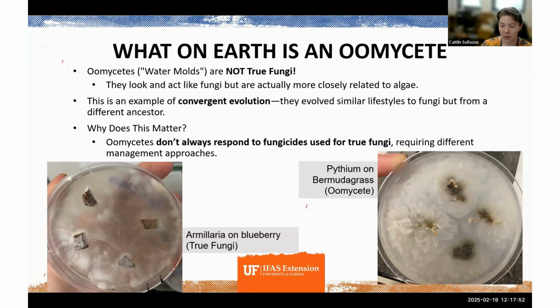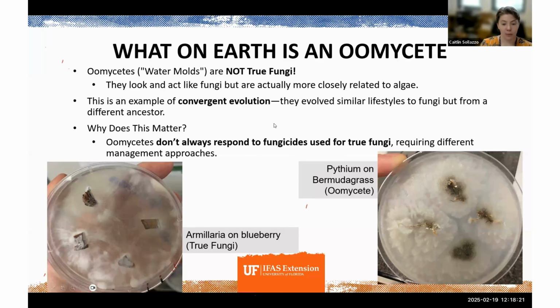All right, next thing we should do before we move on from fungi is we really need to discuss what on earth is an oomycete. Again, you may have heard about oomycetes. They are not true fungi. They are water molds, which means they are more closely related to algae. Fungi are kind of related to insects. I mean, not related, but they're closer to insects than they are to oomycetes. So this is an example of convergent evolution.